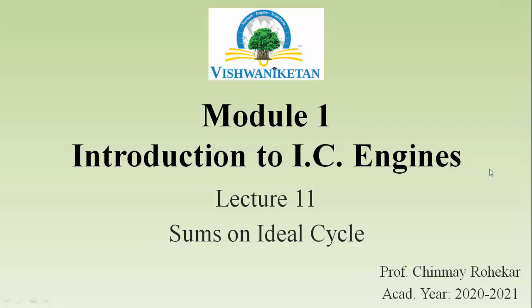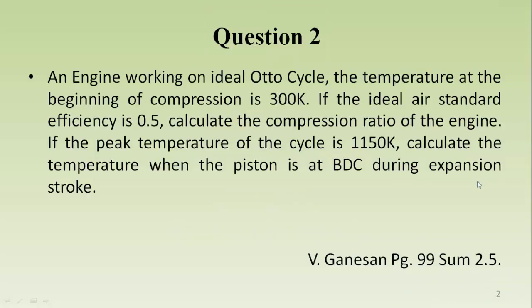So in this video I'll be taking the second sum on Otto cycle. In this sum they have given us an ideal Otto cycle. They have told us that the temperature at the beginning of compression, that will be T1, is 300 Kelvin. They have given us the ideal air standard efficiency eta, and they are asking us to calculate the compression ratio, that is R of the engine.